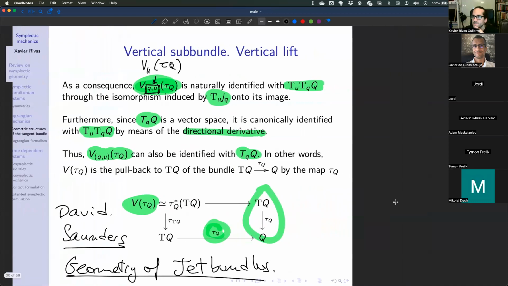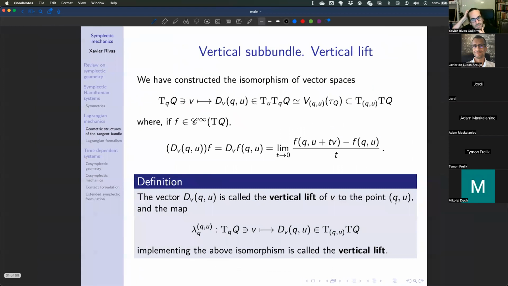Okay, so what time is it? It's 10. Okay, I will talk a little bit about the vertical lift because I just introduced the vertical subbundle. So we want to take things to the vertical subbundle, and I will stop here then.